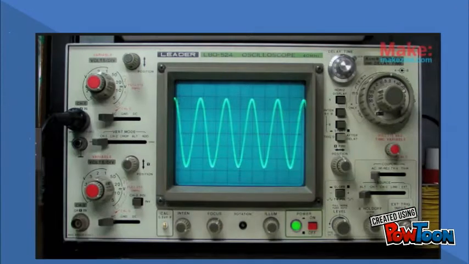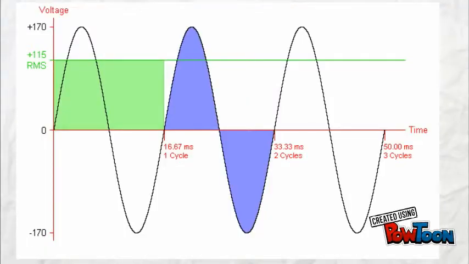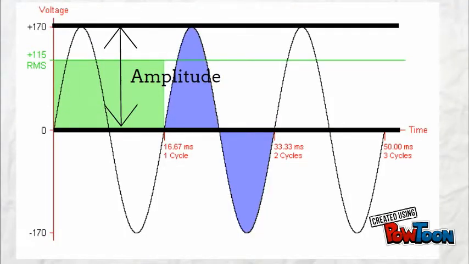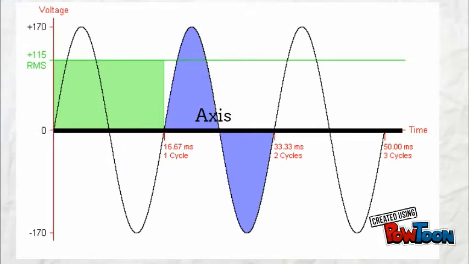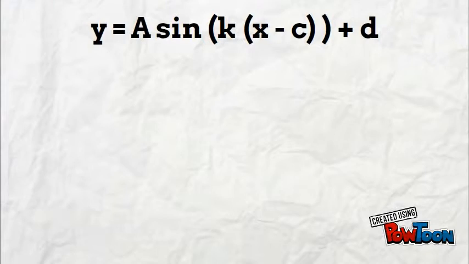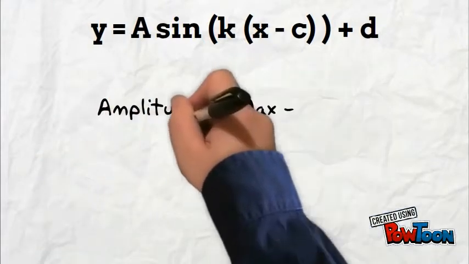Wait a minute. How would someone create these graphs? Good question. We can use an oscilloscope, a device that produces an electron beam used to create graphs. To write an equation for the graph, we must determine the amplitude, period, phase shift, and the equation of the axis. The maximum is 170 volts and the minimum is negative 170 volts.